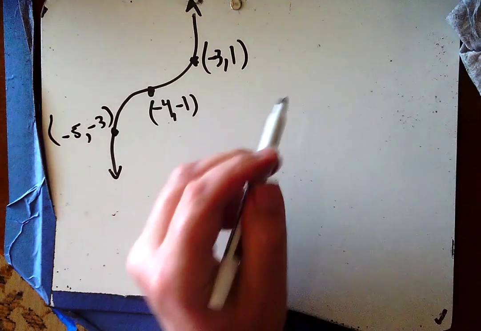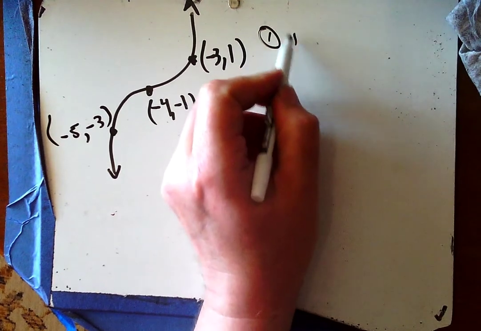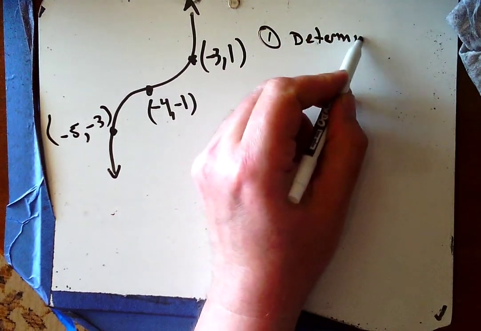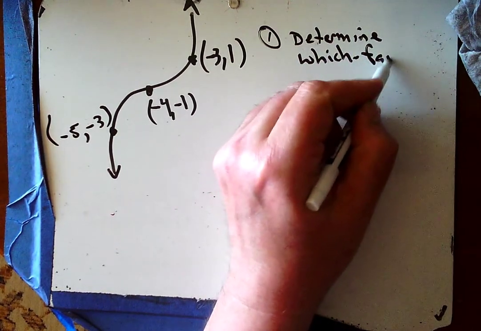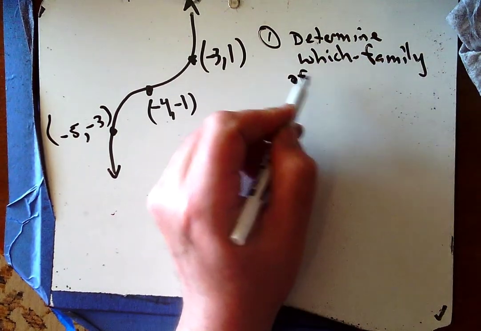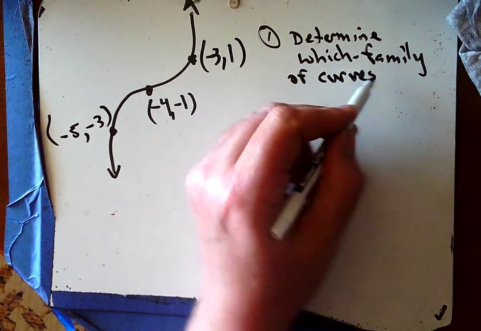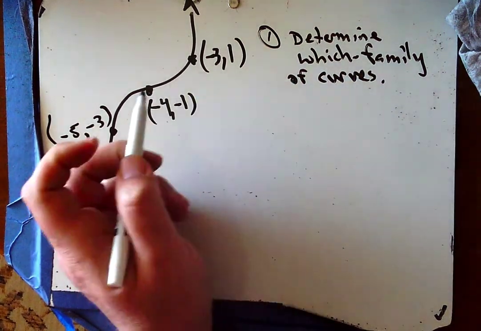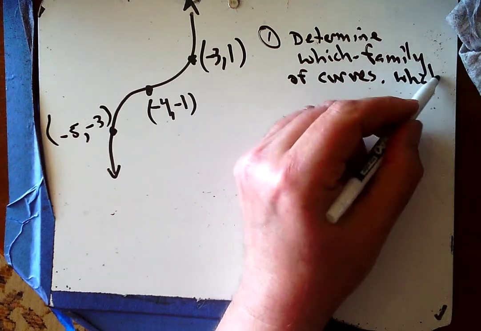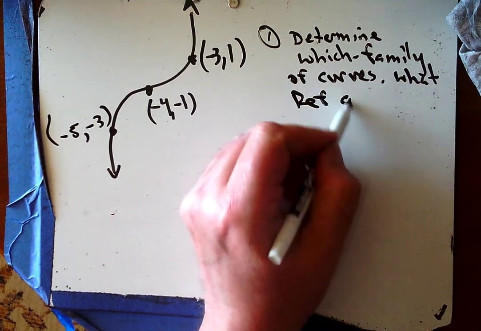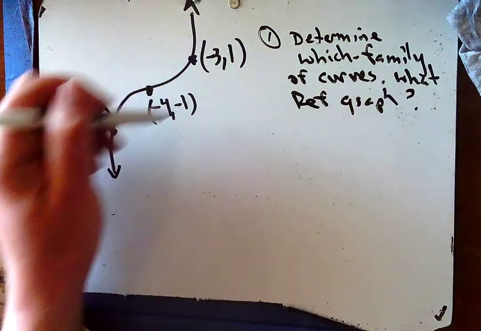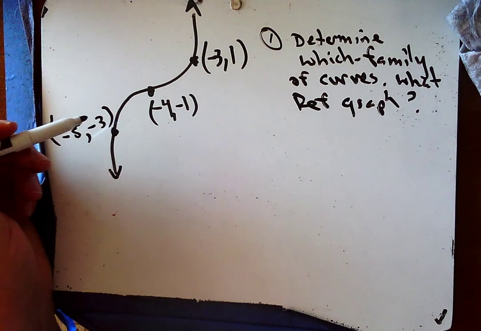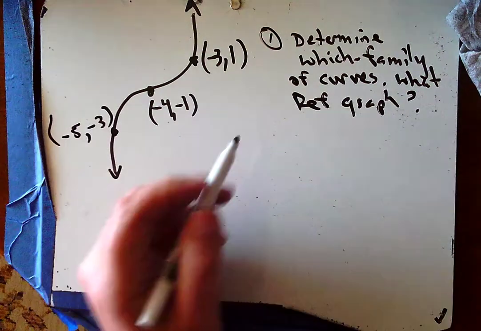Okay, so let's have a little recipe for that. 1. Determine which family of curves. In other words, we're saying, what reference graph are we talking about? Well, with this shape, it's not a parabola. It's not absolute value of x. This is y equals x to the third.